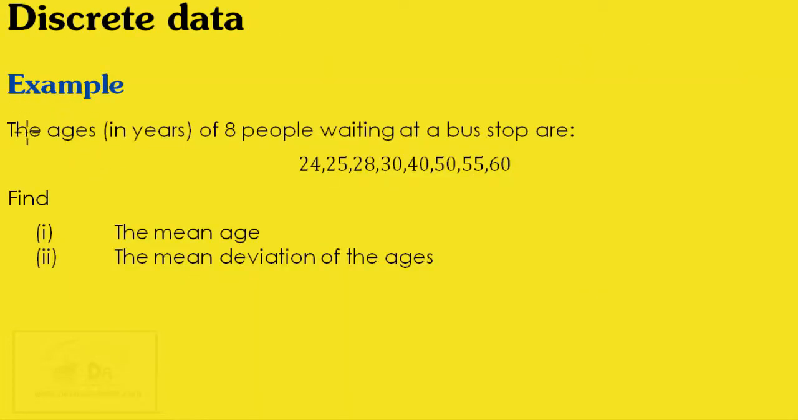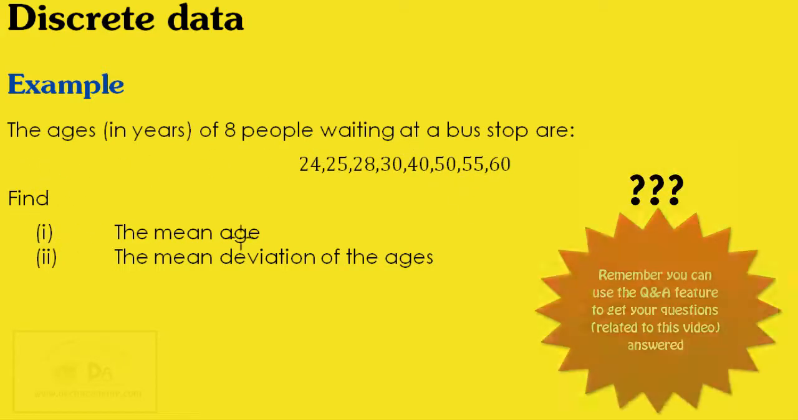So here's an example involving discrete data. It says the ages in years of 8 people waiting at a bus stop are 24, 25, 28, 30, 40 years, 50 years, 55 years, and 60 years. So these are the ages of 8 people.